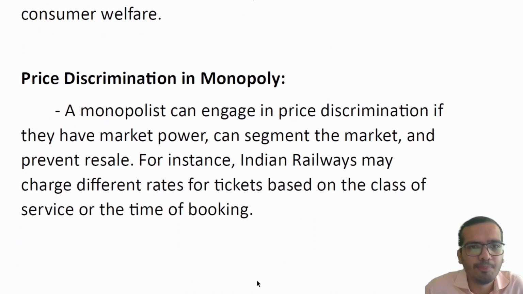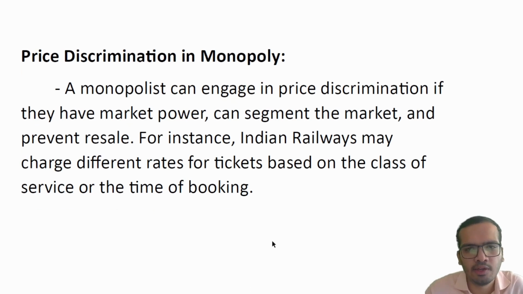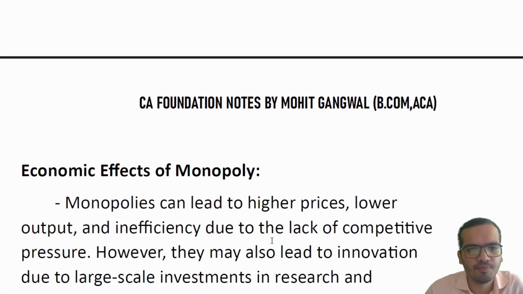Then comes price discrimination in monopoly. A monopolist can engage in price discrimination if they have market power, can segment the market and prevent resale. For instance, Indian Railways may charge different rates for tickets based on the class of service or timing of booking. This actually happens. If you have traveled anywhere, you may have noticed it.